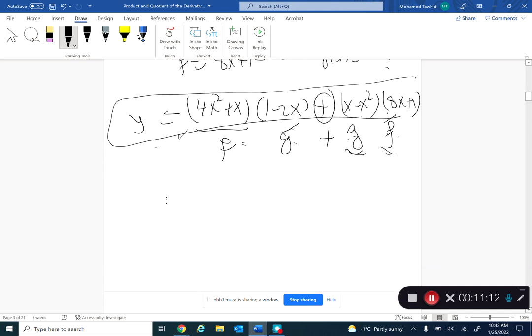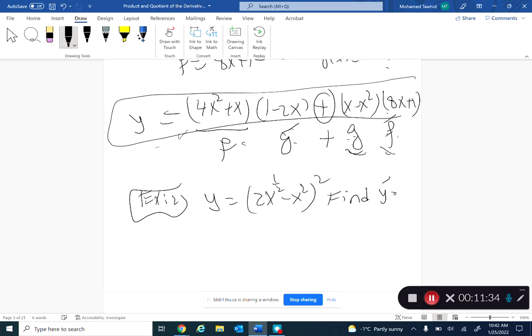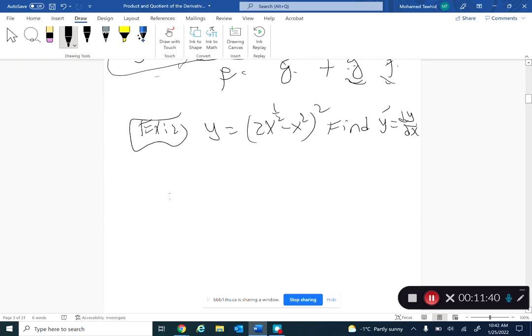All right, I give you another example. Then I can give you another rule called the quotient rule. So what is another example here? Your y equals (2x plus 1 over 2 minus x squared) to the power 2. All right, what is the question here? Go ahead and find y prime, or sometimes we write dy by dx. Look what you have here. It's a bracket multiplied by itself twice. So this is (2x plus 1 over 2 minus x squared) multiplied by (2x plus 1 over 2 minus x squared).